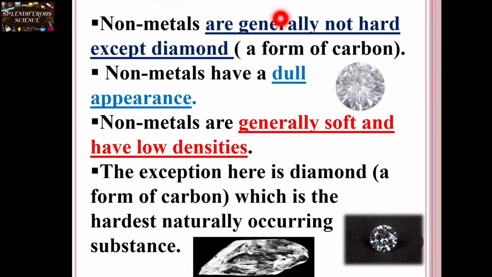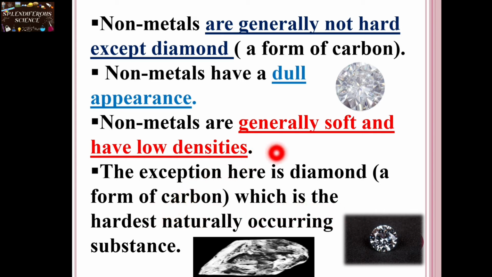Non-metals are generally not hard except diamond, a form of carbon. Non-metals have a dull appearance. Non-metals are generally soft and have low densities. The exception here is diamond, a form of carbon, which is the hardest naturally occurring substance.